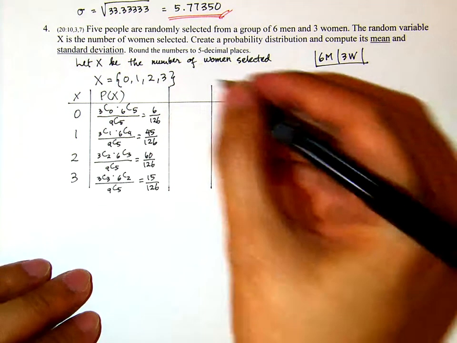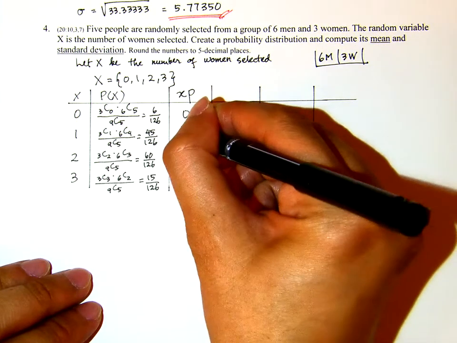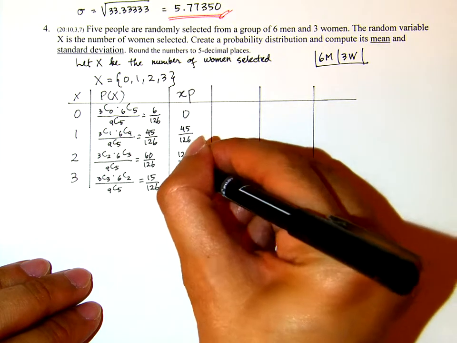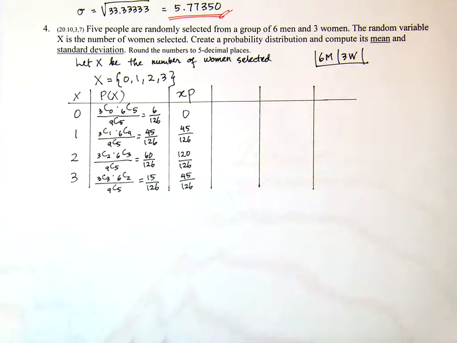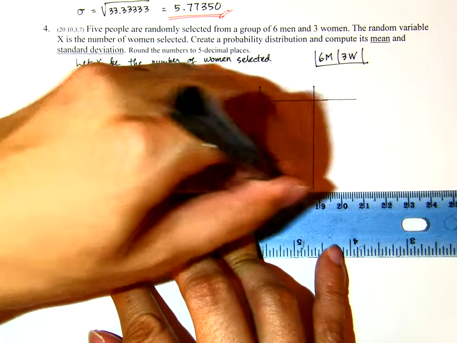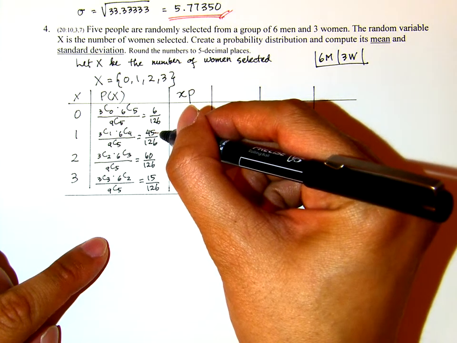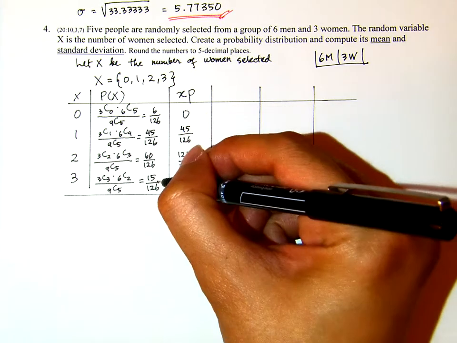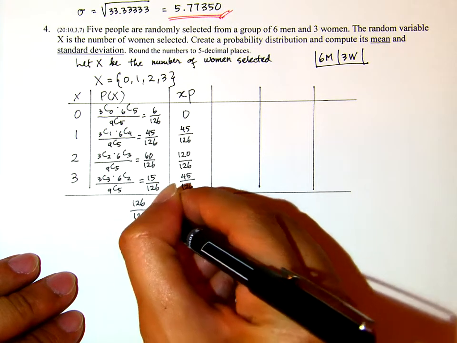And then now let's see, x times p, there will be 0 here. That's 45 over 126. This will be 120 over 126. And this will be 45 over 126. Oh, by the way, I need to make sure there's a correct probability distribution. Let me add this one here. 6 plus 45, that's 51. 51 plus 60, that's 111. 111 plus 15, that's 126. Which is equal to 1.